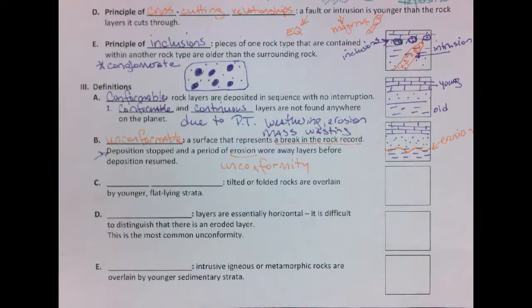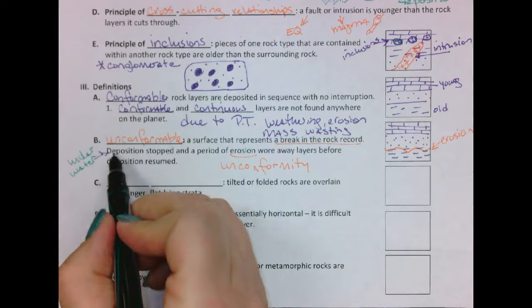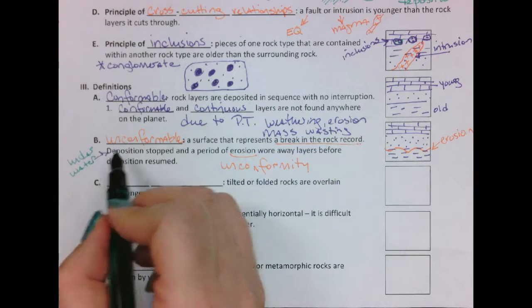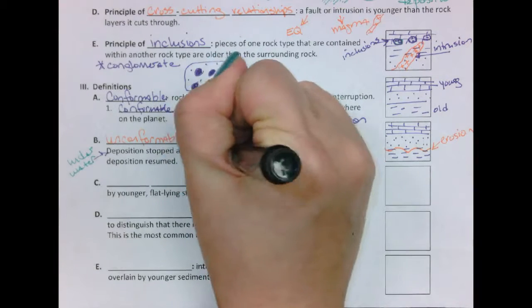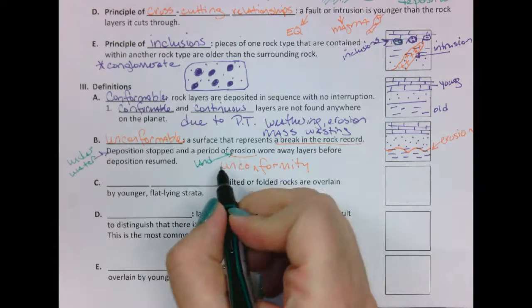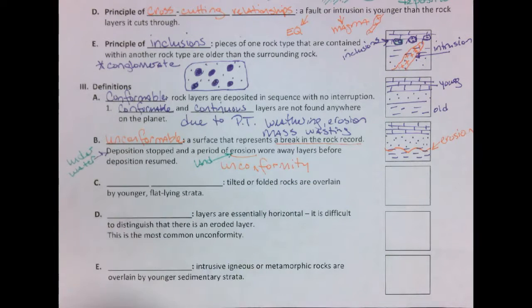Now, deposition always happens underwater. That's where all our sediments are laid down to form sandstone, limestone, shale, and conglomerate. And the erosion happens on land. So erosion happens during a time where sea level drops. Deposition happens during a time when sea level is high.